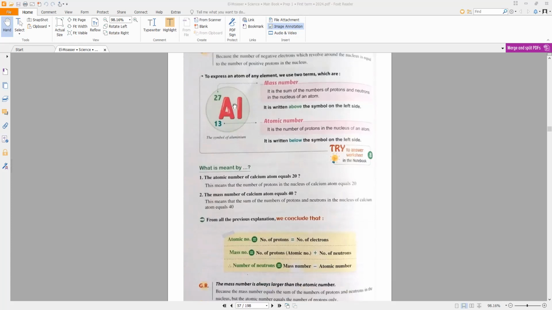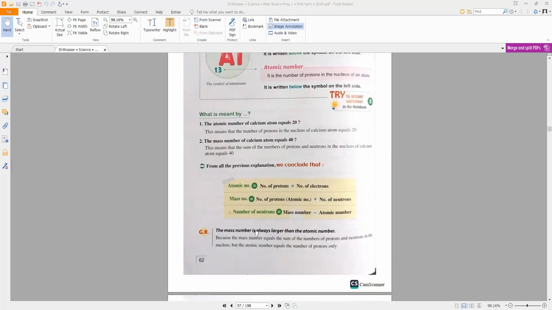So from this information, we can conclude that the atomic number equals the number of protons and the number of electrons, but in the ordinary state of the atom. This is the atomic number. The mass number is the largest number. It is the sum of the number of protons plus the number of neutrons. So if you want to calculate the number of neutrons, the number of neutrons equals the mass number minus the atomic number.